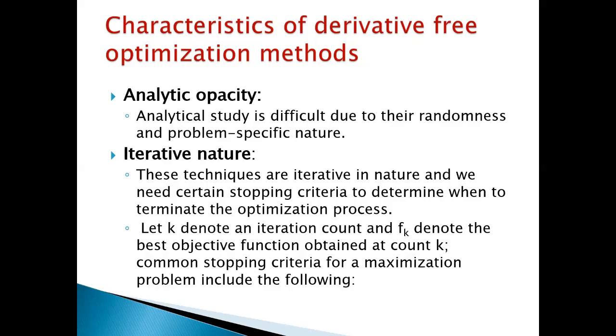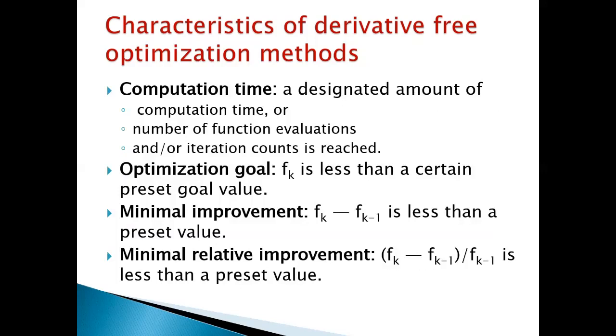Suppose we have k as iteration count and fk as the objective function, then the common stopping criteria for a maximization problem will involve: computation time will increase, number of function evaluations will increase, maximum iteration is reached, optimization goal should be specified, minimal improvement should be specified, minimal relative improvement should be specified. This means that you need to mention the step length, that is the difference between the previous and the next point.